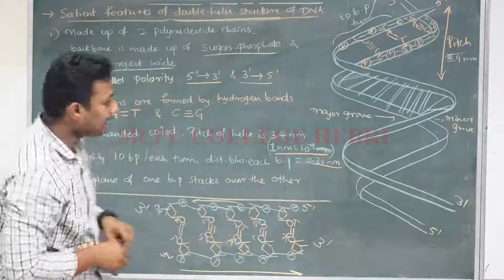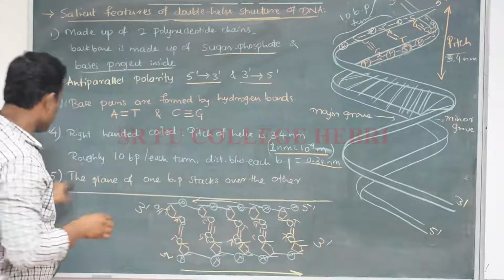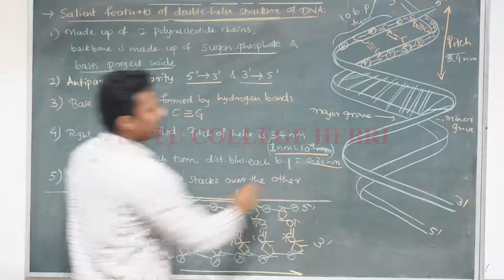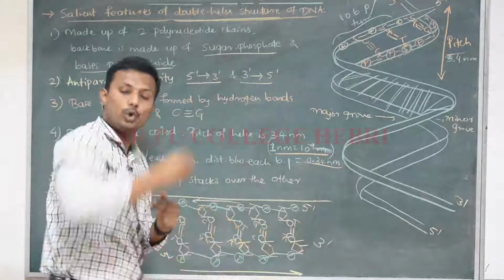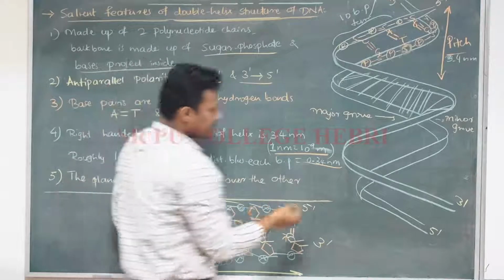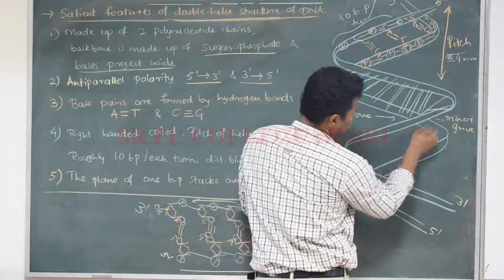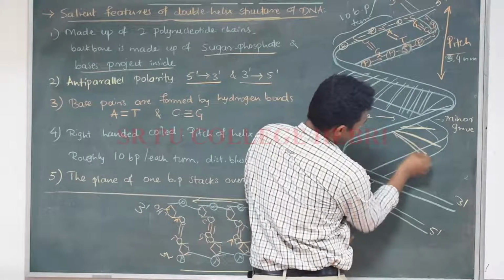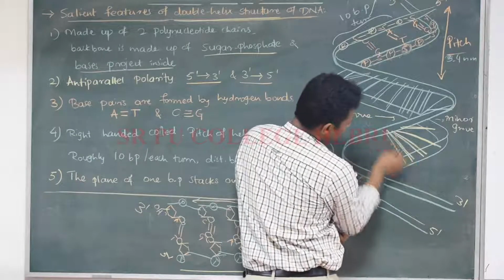Yes, so that is the measurement of the DNA double helix that was given by Watson and Crick. Right? Not only that, the fifth point, the plane of one base pair. See, the plane of one base pair stacks over the other. What is that? See, this is one base pair. This is one base pair. This is another base pair. This is another base pair. Another base pair. Another base pair.